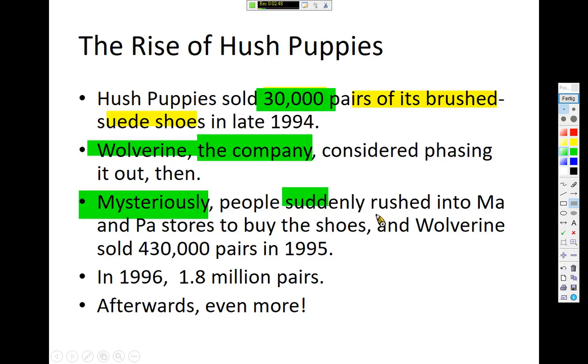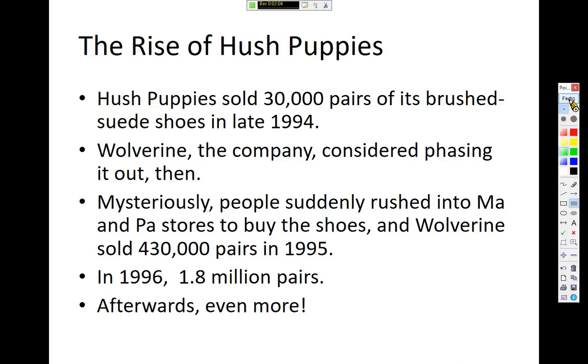People suddenly rushed into mom and pop stores to buy the shoes, and Wolverine sold 430,000 pairs in 1995. Let's look at the number here. In late 1994, the sales figure was only 30,000 pairs. But in 1995, it sold more than 11 times that, 430,000 pairs of the shoes. That's amazing, right? If you were the CEO at this time, you would say, why?